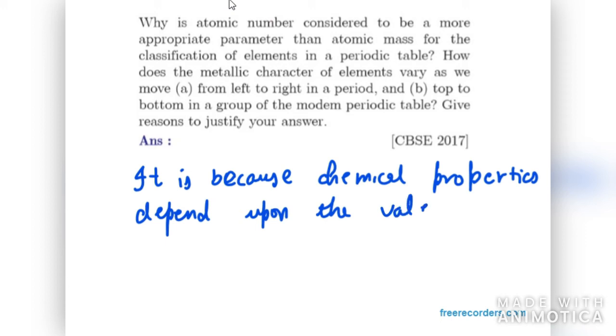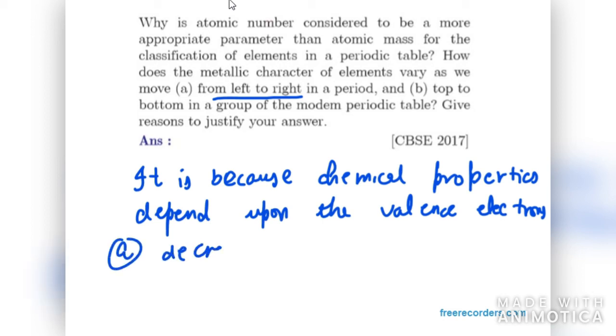Now we need to state how does the metallic character of elements vary as we move from left to right. So metallic character decreases from left to right because atomic size decreases, tendency to lose electrons decreases. Therefore, the metallic character when we move from left to right in a period decreases. You can write because atomic size decreases.